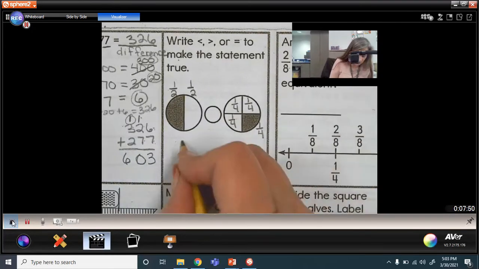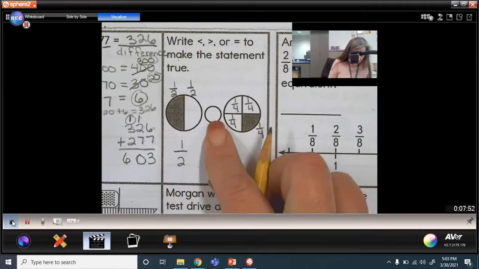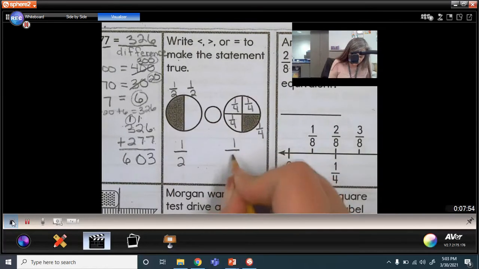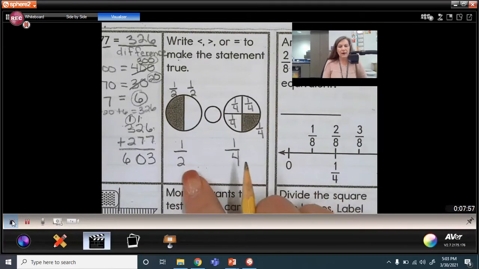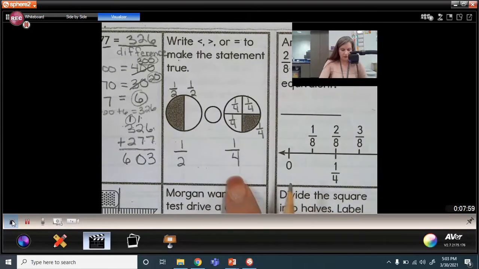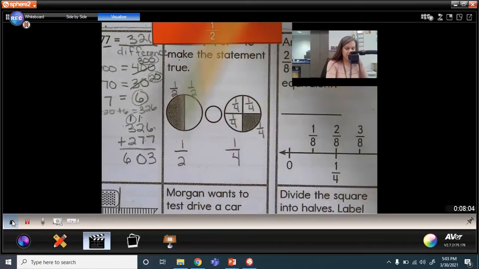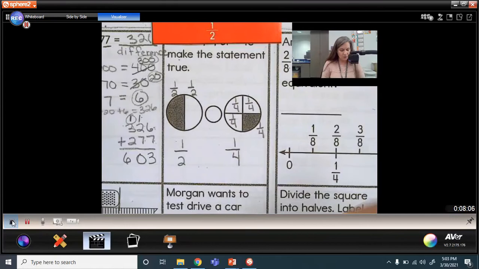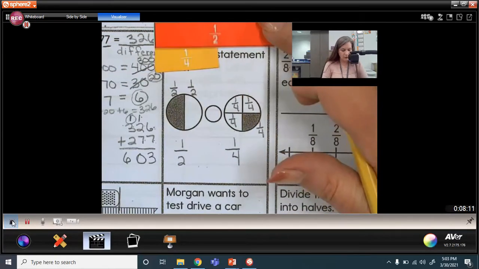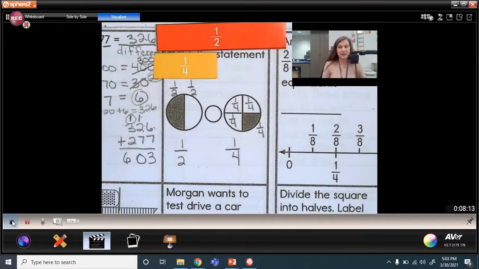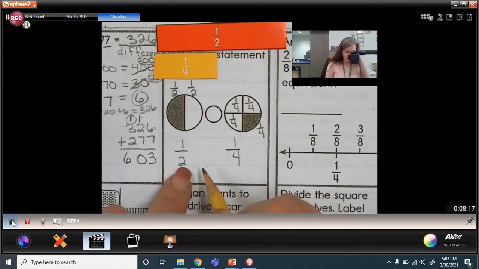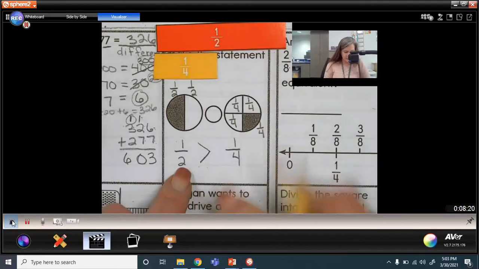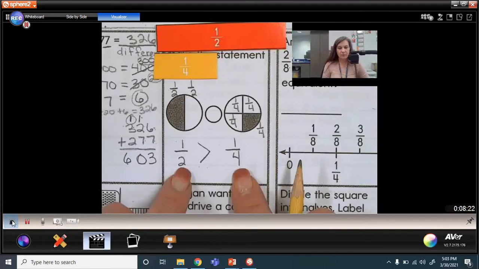Now, they want us to take 1/2 and compare it to 1/4. What do we know about 1/2 compared to 1/4? Well, remember, if you take a whole and cut it into 2 pieces, and you take that same whole and cut it up into 4 pieces, your halves are going to be larger pieces because fewer pieces makes bigger pieces. Okay? So 1/2 is going to be greater than 1/4.